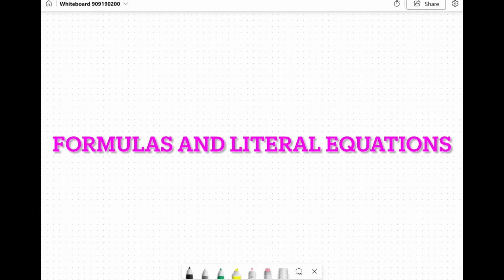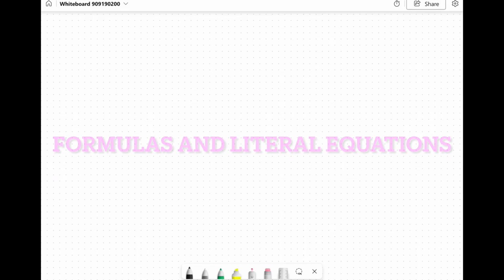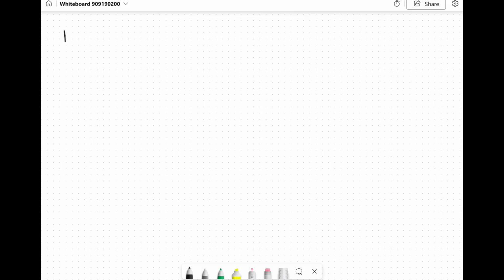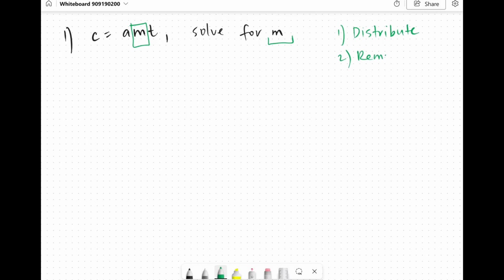This is formulas and literal equations. Here is your first example. Keep in mind that you will be removing things away from the letter that you are asked to solve for. It's the m in our case, in the following order. If one of the steps is not applicable, you simply move to the next step.